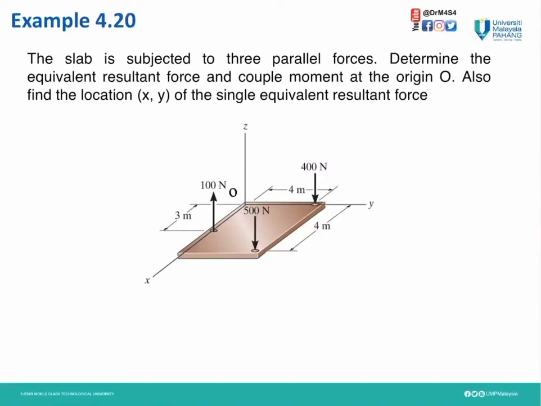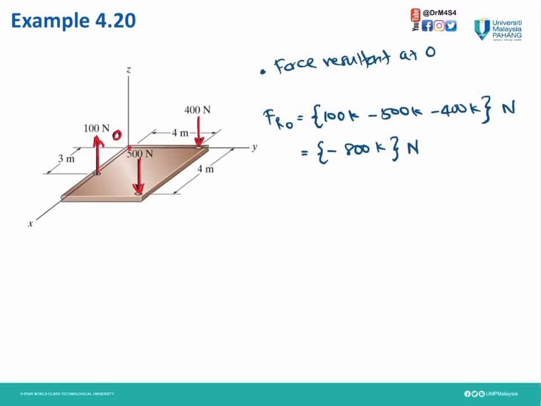Next is example 4.20. This slab is subjected to 3 parallel forces. We need to determine the equivalent resultant force and couple moment at origin O. Also, we need to find the location of the single equivalent resultant force. So we have 3 forces, 400 going down, 100 going up, and 500 going down at the respective locations as you can see here.